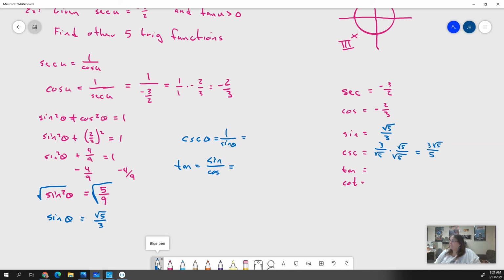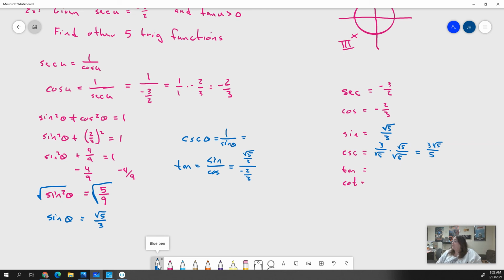So that would give us radical 5 over 3 over negative 2/3. And like I said, we don't need to play with the negatives so much right now, because we'll know what sign to attribute to it based on the fact that it is right here. And they will wind up being positive because our x and y are both negative right here. So tangent and cotangent are going to be positive in this quadrant.